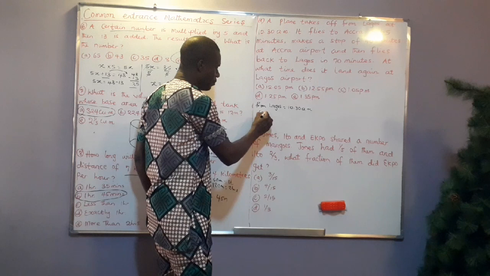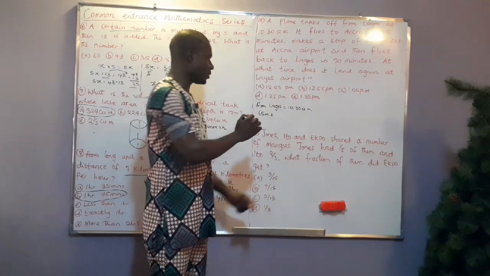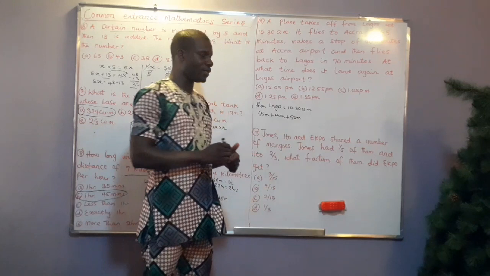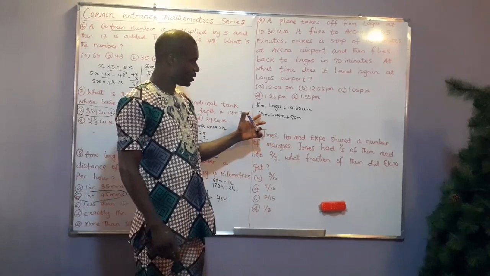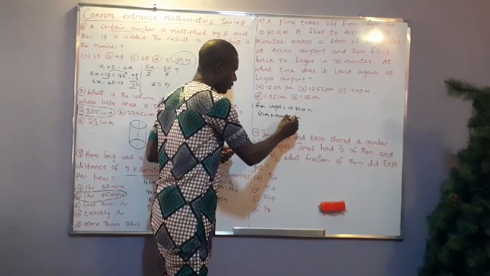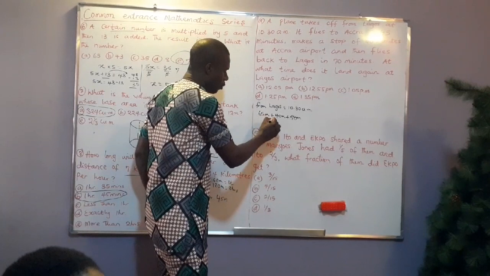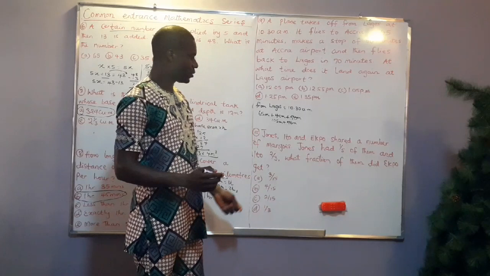Okay? The plane makes a stop of 40 minutes, and then flies back to Lagos in 70 minutes. So the total time it took the plane to fly from Lagos to Ghana and then return back to Lagos is this, once you add them up. So let's add them up. Don't forget this is 70 minutes, okay? So 65 plus 40 minutes will give us 105, okay? So 105 minutes plus 70 minutes will give us 175 minutes.